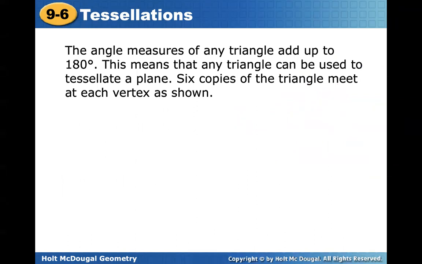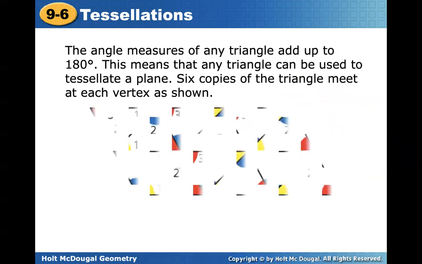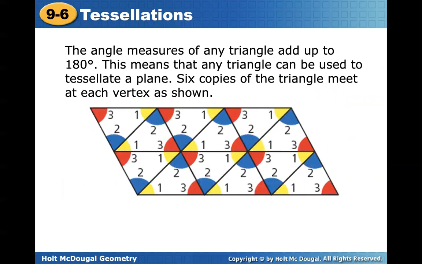The angle measures of any triangle add up to 180. This means that any triangle can be used to tessellate a plane. 6 copies of the triangle meet at each vertex as shown. So again, when the corners of the tessellations meet, they have to add up to 360. Well, the 3 angles in this triangle add up to 180. That's the triangle sum theorem. So if we create a vertex, we have to have 2 of each angle. And in doing so, we create 180 plus 180, which is 360 degrees.